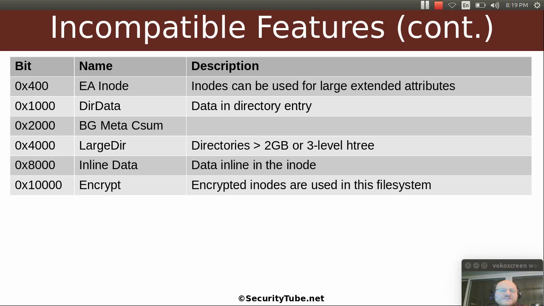The BG meta checksum feature. It's not commonly used, but it allows you to have checksums in the metadata stored inside your file system. Large dir supports directories with greater than 2 gigabytes or 3-level H trees. And there's inline data, where the data is inline in your inode files, at least some of it. And again, this is useful if you have a lot of smaller files. And encryption. If you've encrypted your inodes, obviously, if you don't support it, you're going to have a really hard time mounting that file system.